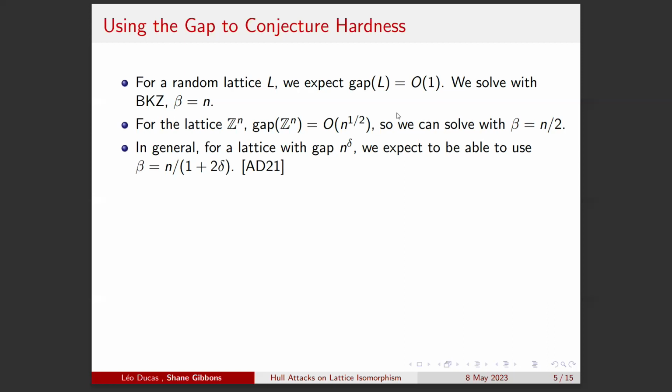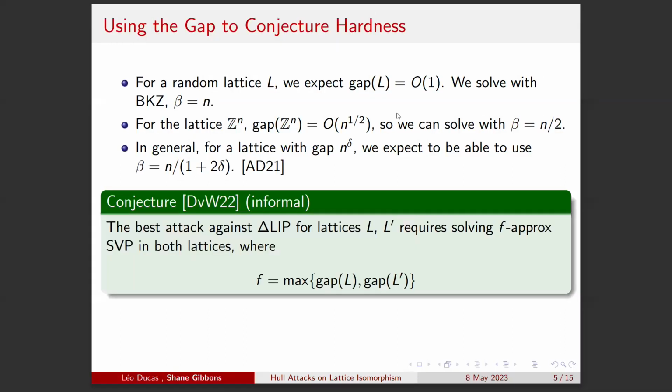And from the previous slide, you know that's a quadratic speedup. You're halving the exponent. And in general, if you have a gap of size O(n^delta), then you expect to use this smaller block size here. So in general, the larger the gap is, the easier your instance, at least heuristically. And so Ducas and van Woerden give this conjecture to try to encapsulate all of these heuristics into one statement. What they say is that the best attack against delta-LIP, which they're proposing for use in cryptography, requires solving f-approximate SVP in both lattices, where f is the gap of both lattices.